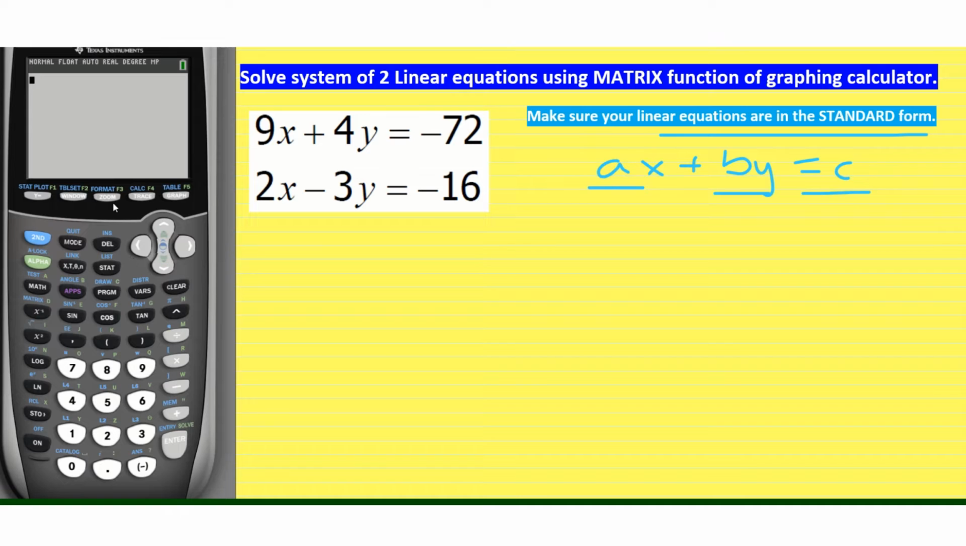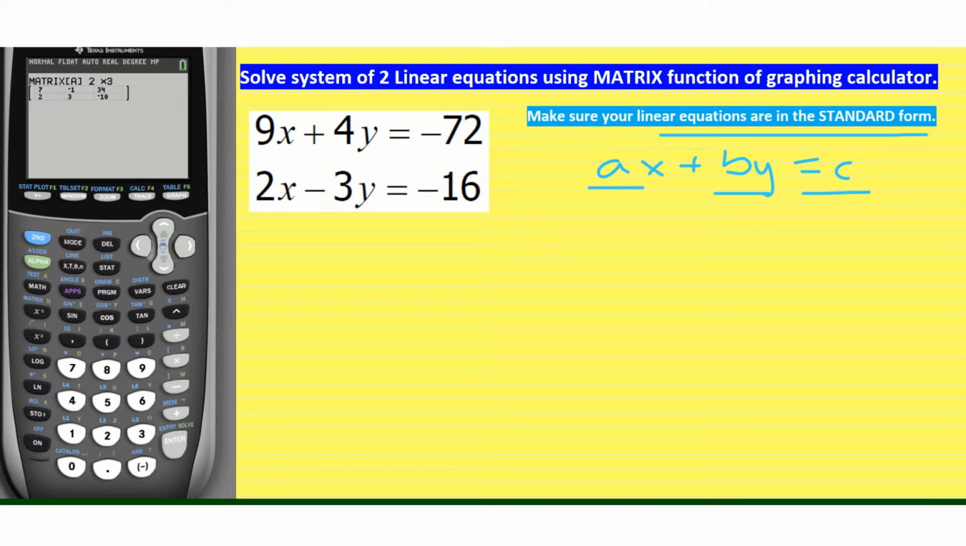Let's turn it on. We are going to go to blue second button, blue matrix. It pulls up our matrix options. We actually want to put data in, so we want to edit. So let's right arrow over to edit. This is asking us, do we want to edit the first matrix A? And we'll say yes by pushing enter. Okay, so this automatically says 2 by 3.